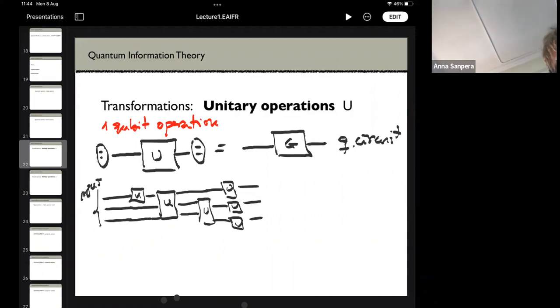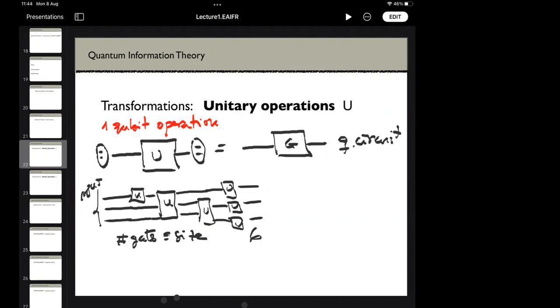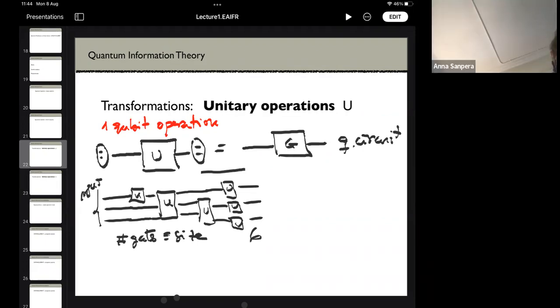And now I have to say, what size is the circuit? Well, the size is the number of gates. The number of gates is my size. Here it has 1, 2, 3, 4, 5, 6. But this is not very important. What is important is that this is time.